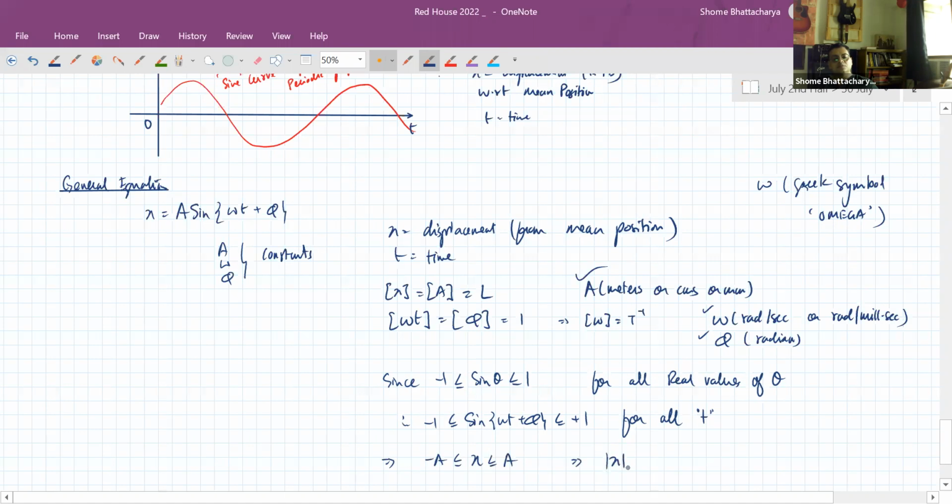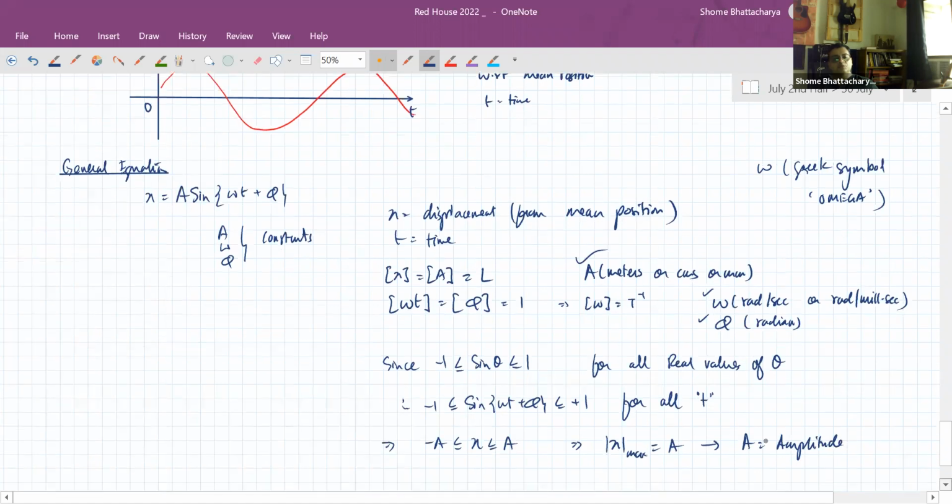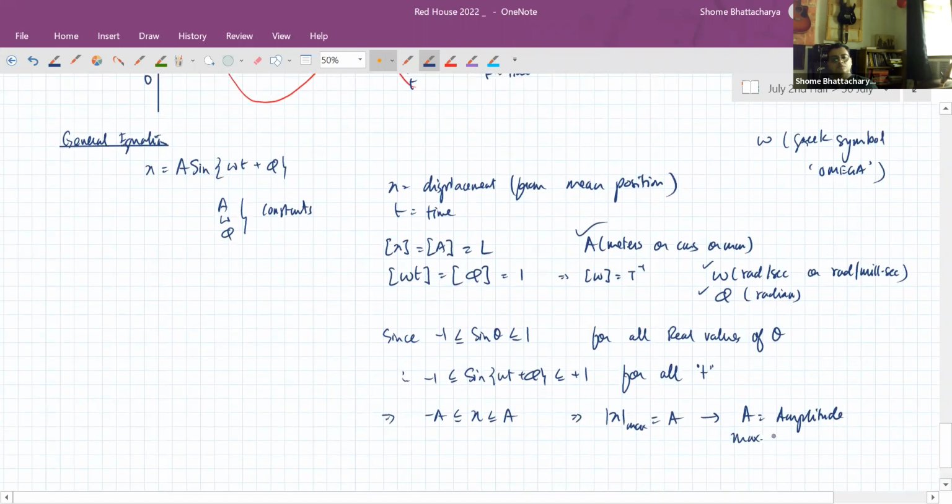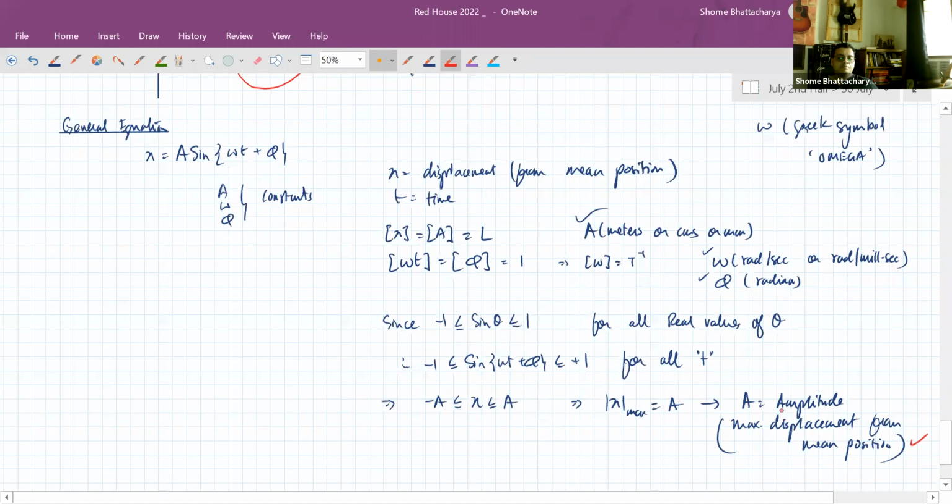So that means the maximum magnitude of x is capital A, which is why capital A is called the amplitude. That is the maximum displacement from the mean position. So now capital A has a specific definition: it's the maximum displacement from the mean position, and it's called amplitude.